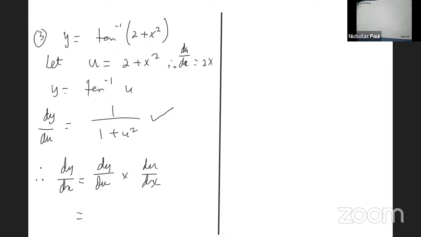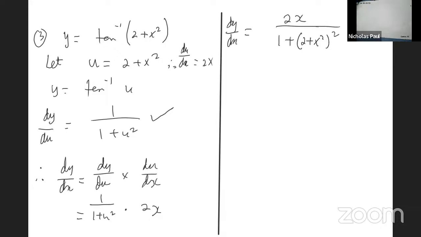And then make a substitution. So you'll get 1 over 1 plus u squared by 2x. So your final answer for dy dx is 2x over 1 plus u squared, which is 2 plus x squared all squared. That's the answer. Right, so here, of course, you'll recognize that I used chain rule.